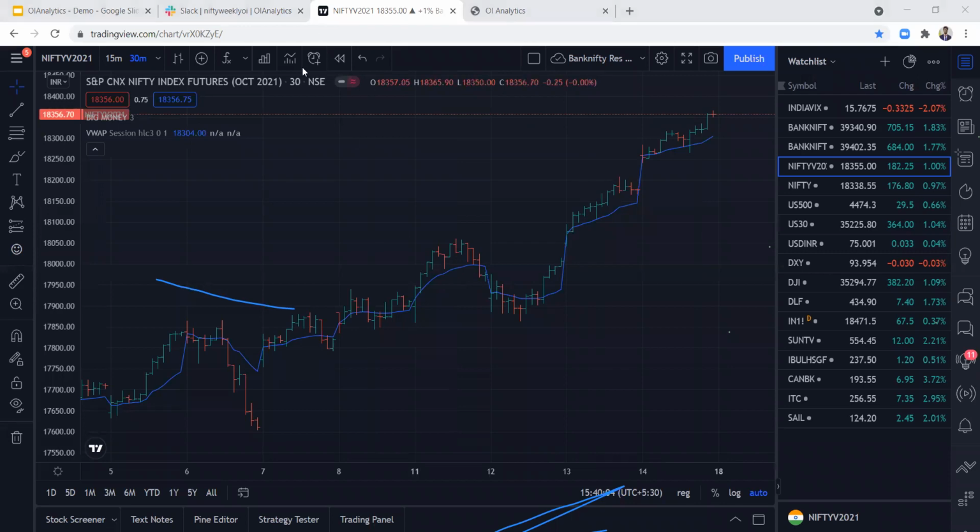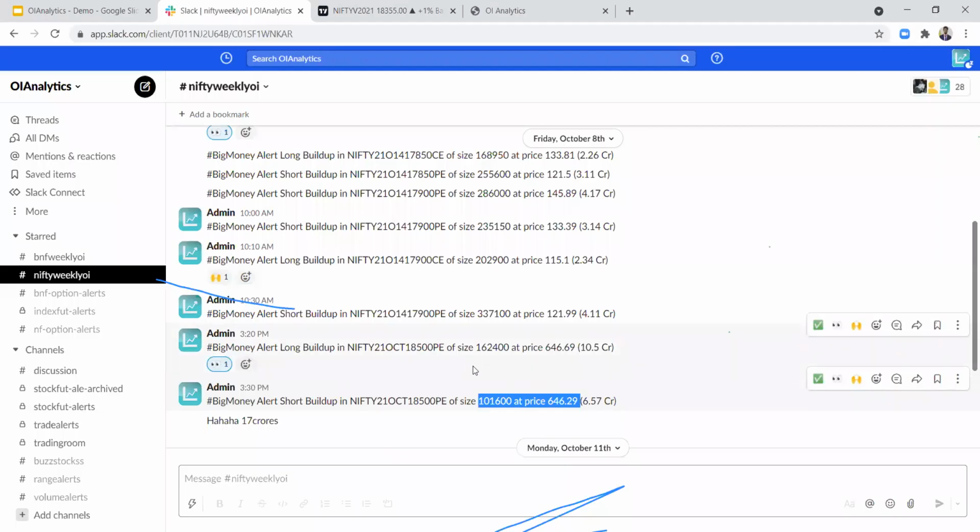These are the kind of influencing positions you will see at times, which will give you a clean way to trade, with a target also given by the data point itself. Here this data point is saying 18,500 is the target. One more important thing is it also says that it will come within October expiry. This is a month end option.